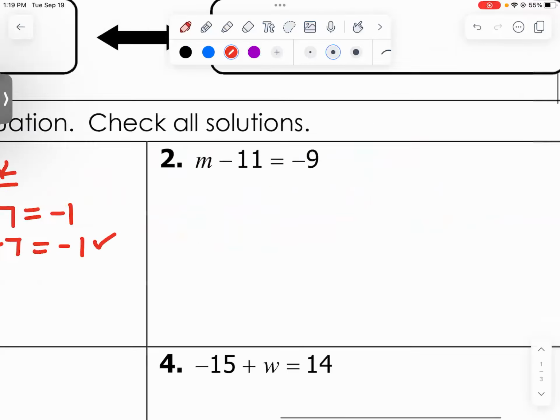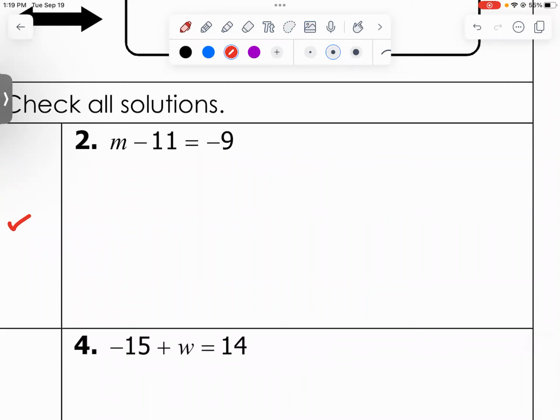All right, let's look at number 2. What's the first thing you need to do? Okay, draw your fence. Why do you have to do that?